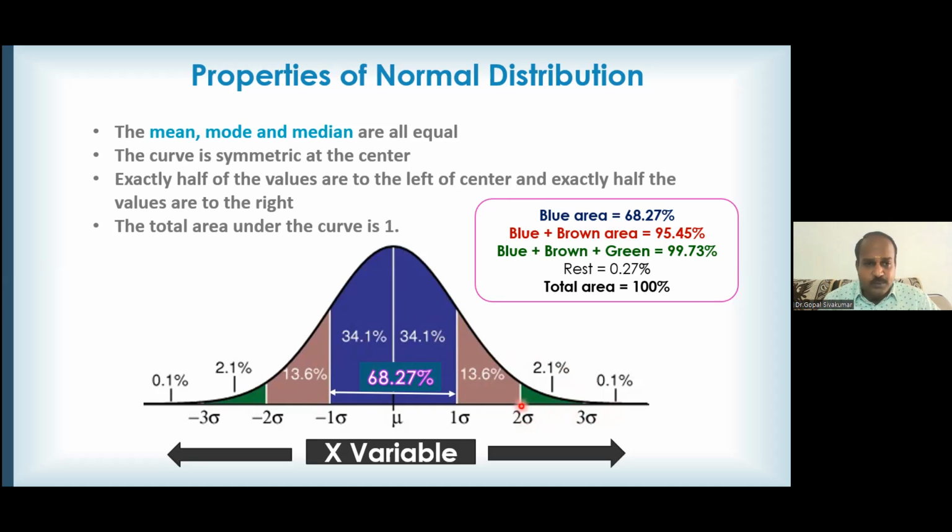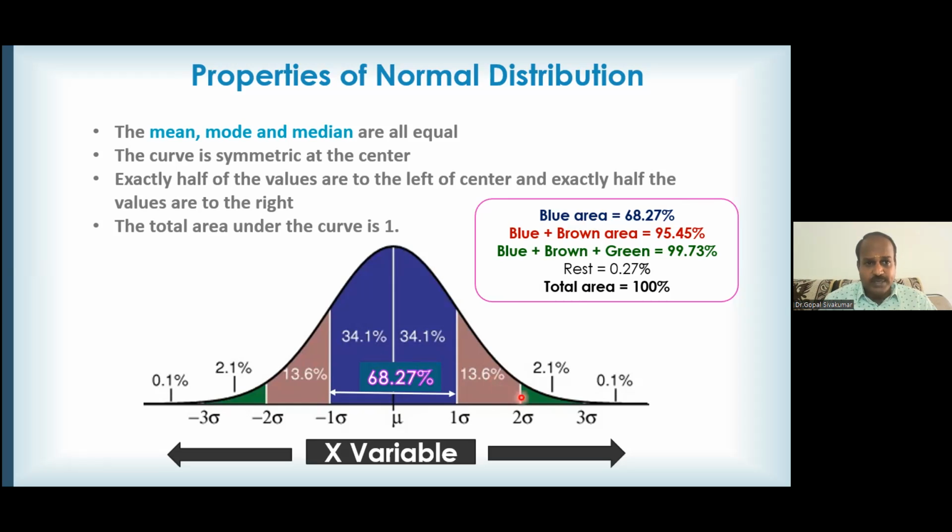Suppose I consider only up to the 2 sigma limit; the 2 sigma limits are called warning limits. Now I am concerned about only the blue and brown color area on the right as well as left. So when I consider the 2 sigma limit, that is the warning limit, 95.45% of the area of the curve is covered. When I consider only the 1 sigma limit, that is the blue color area alone, 68.27% of the area of the curve will lie within the 1 sigma limit. So this is an important property of normal distribution.